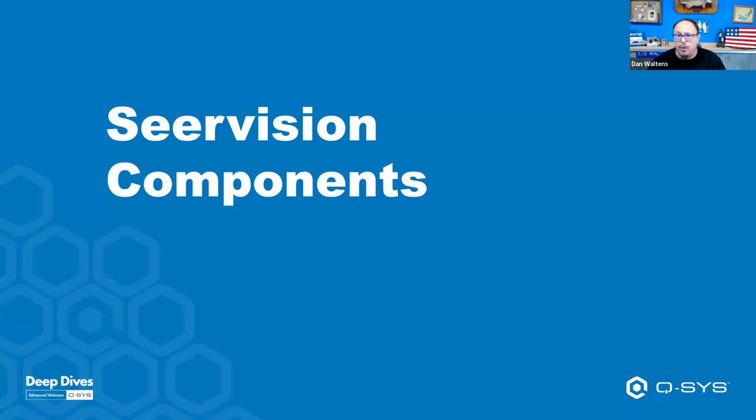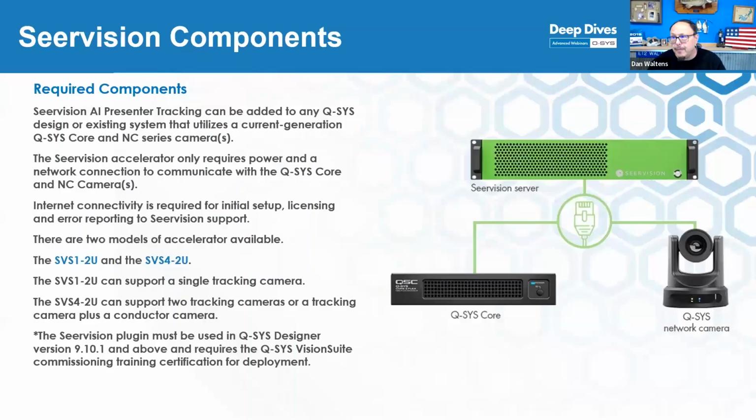The Seervision components. Required components of the presenter. AI tracking can be added to any Q-SYS design or existing system that uses a current generation Q-SYS core and NC series cameras. So the Seervision accelerator only requires power and a network connection. That's it. We just need it to be on the network. We're going to send it the camera streams through that network connection. Internet connectivity is required only for the initial setup and any kind of error reporting to Seervision support if needed.